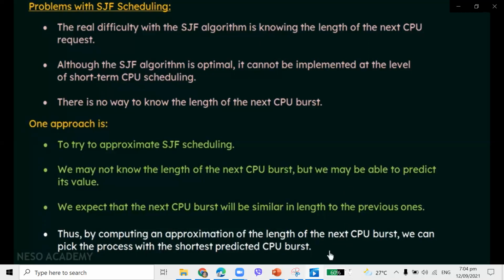So that is how the SJF scheduling algorithm works. We see that it is better than the FCFS scheduling algorithm, but it also has its disadvantage or problem, which we have just discussed. But there is also an approach to resolve this problem. It may not be the best approach, but there is still an approach to solve this problem.